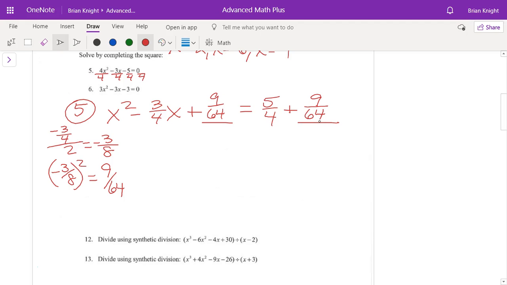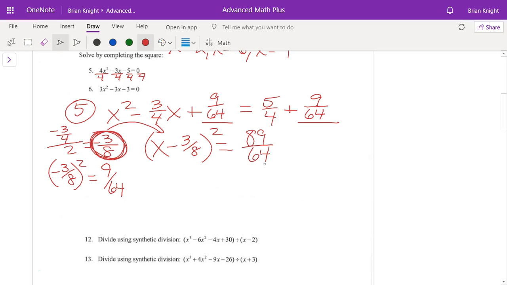The number you add to both sides is always positive. Always remember that, okay? This gets factored into x. What goes in the parentheses with the x? It's always what you get when you divide the b by 2, okay? So x minus 3/8 squared equals 5/4 plus 9/64, I believe was 85/64, is that right? 89. 89, thank you.